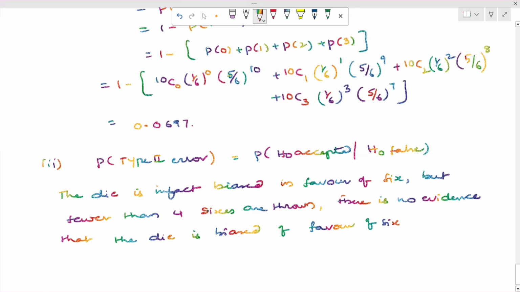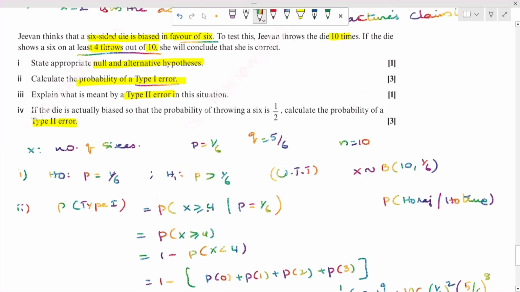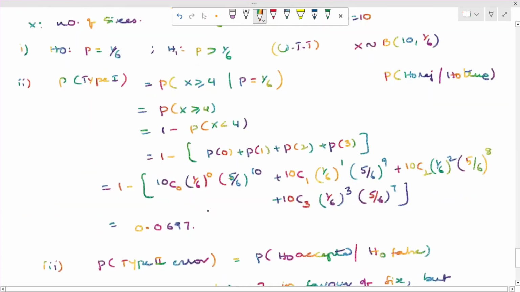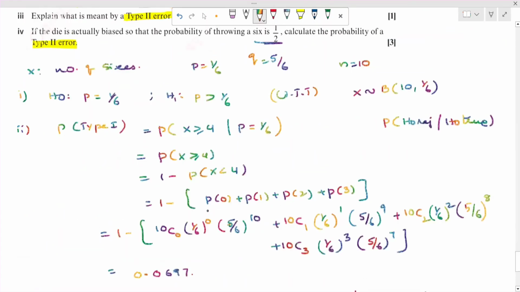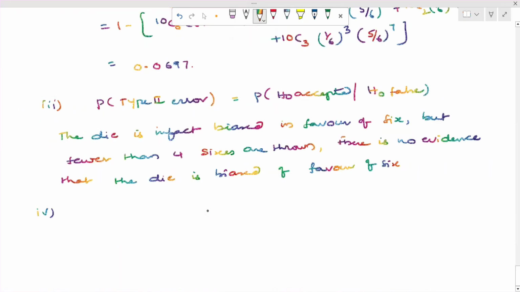Okay, now the fourth one. What is the fourth one? Let me see, one second. What we need to find over here: if the die is actually biased, so the probability of throwing 6 is 1/2. Okay, now it is given that the probability is 1/2, and calculate the probability of the type 2 error. Here also same thing: type 2 means a false statement can be accepted over here.